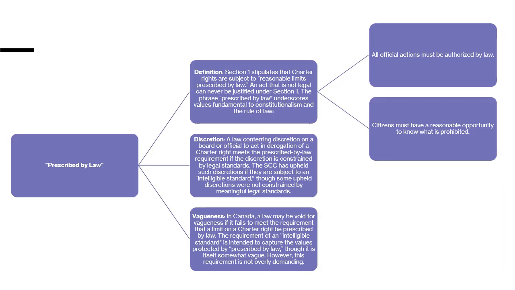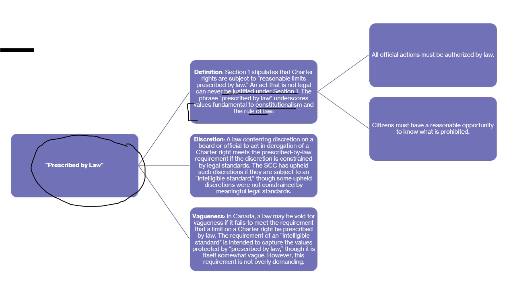Then we are talking about what justifies any kind of thing: a reasonable limit prescribed by law. So what do we mean by reasonable limit prescribed by law? Section 1 stipulates that charter rights are subject to reasonable limits prescribed by law. So it means an act that is not legal can never be justified under section 1. An act that is in itself illegal does not require section 1's test. The phrase prescribed by law underscores values fundamental to constitutionalism and the rule of law. So as per these processes of fairness, we will be putting reasonable limits.